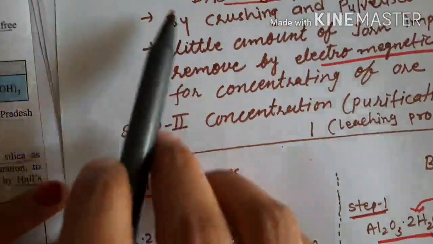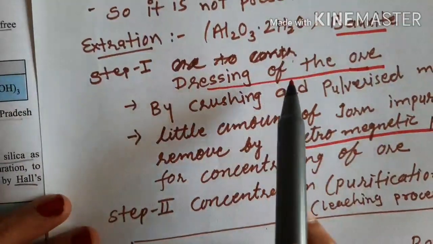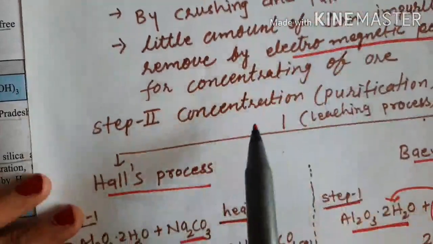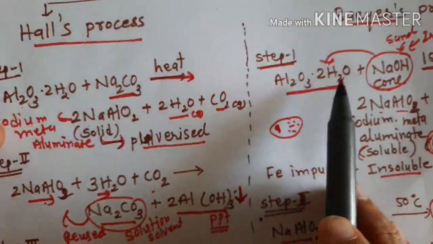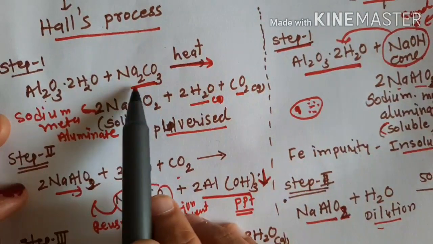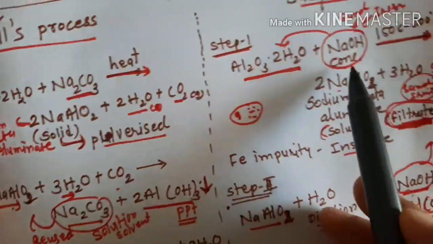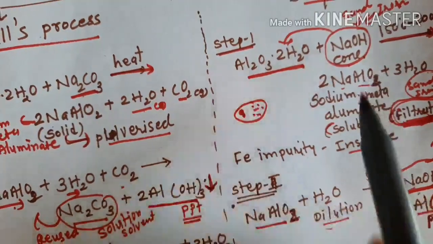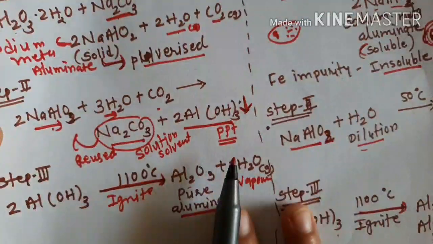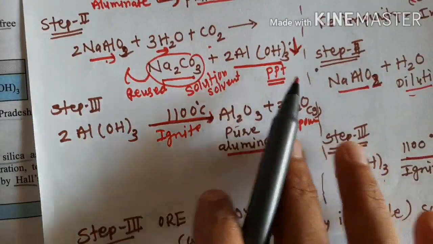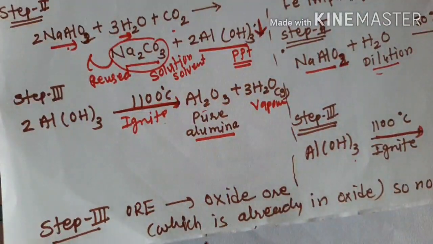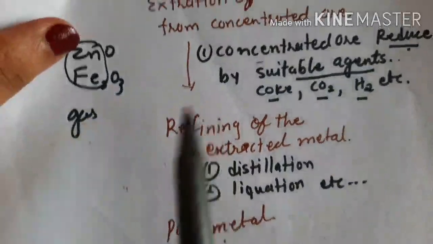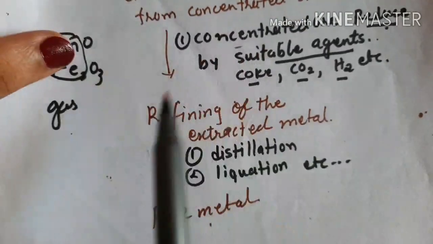Okay, so step number 1 we have completed. Step number 1: dressing, convert into powder, powder to concentrate, concentrate by 2 processes, Hall's process and Bayer process. The Hall process is done with sodium carbonate and the Bayer process is done with concentrated NaOH. Got it? I hope you understand this very well, students. Now the next one, we will get the oxide form. Now the oxide form we will take.